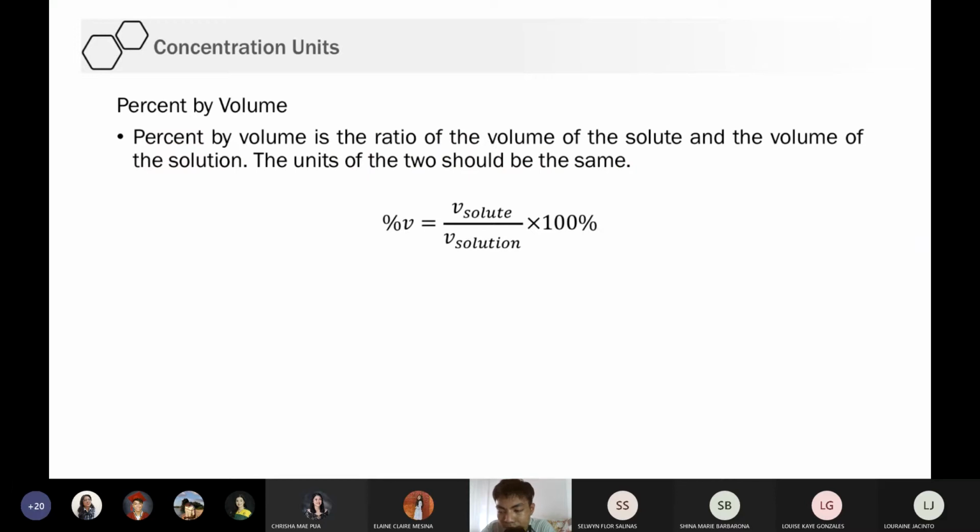Next one. Again, paki-absorb na lang muna yung materials na. Next meeting, dun tayo magsasagot ng worksheet. Sabay-sabay tayo magsasagot dun. Okay? Tapos magre-recite tayo. Next one, we have the percent by volume. So this is similar with percent by mass. But instead of using mass, we use volume units naman. Okay? So same equation, same concept. Let's proceed.